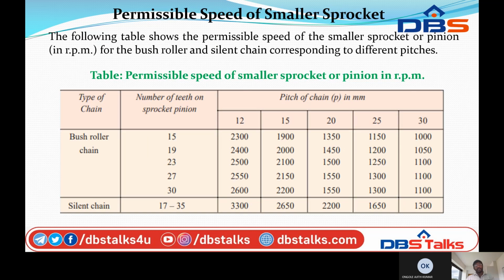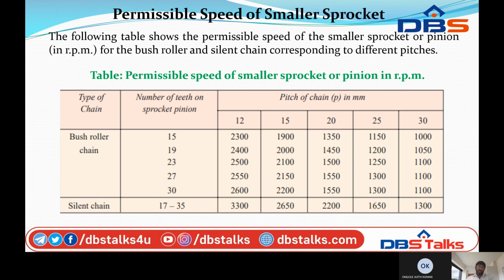So next coming to permissible speed for smaller sprocket. The following table shows the permissible speed of smaller sprocket or pinion in RPM for bush roller and silent chain corresponding to different pitches. So for the table, seeing the permissible speed for smaller sprocket or pinion in RPM, the type of the chain is bush roller chain, silent chain.